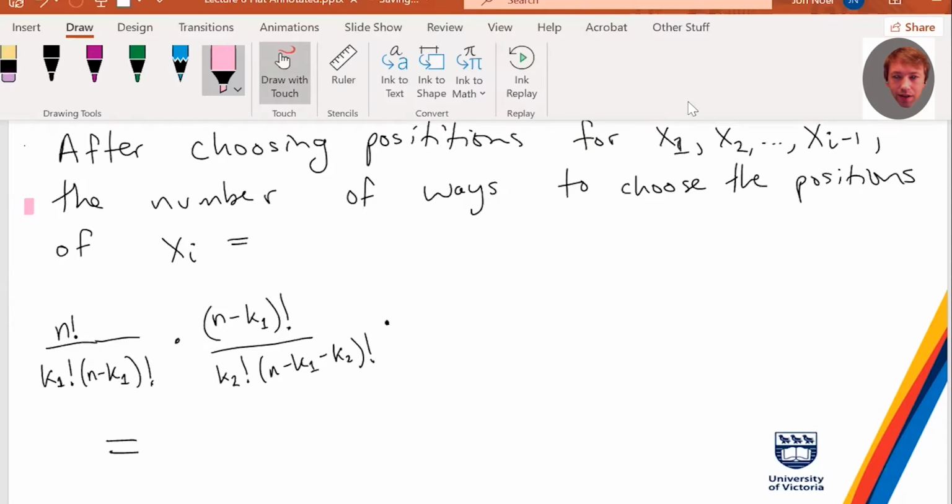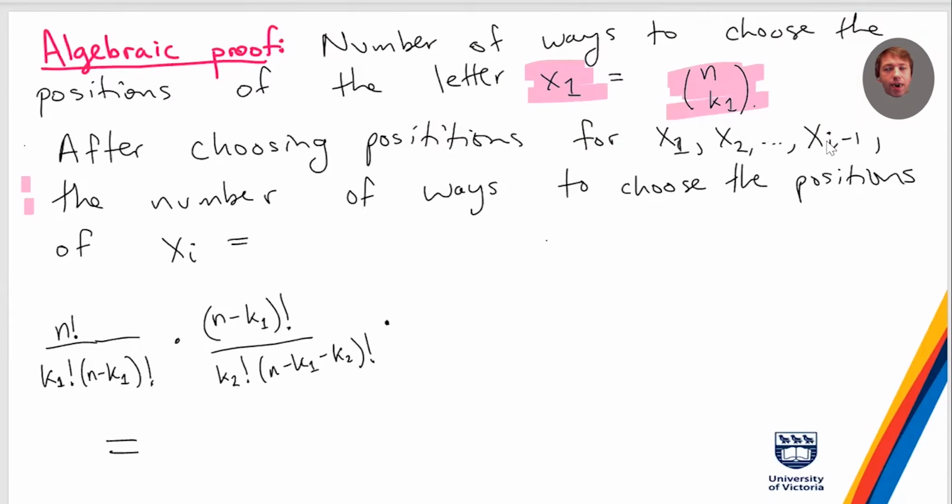And once I've already chosen the positions of x1, x2 up to xi minus 1 for some i, I've already taken them. For example, if the first letter is A, I choose the positions that are going to be A's, and now those are off the table, right? I can't choose them again to be another letter. So the number of ways to choose where the ith letter goes: you've got all the positions that are remaining, of which there are n minus k1 minus k2 minus ... up to ki minus 1, because we've already selected the character for this many positions. So I've got n minus that many left, and we're going to choose ki of them to be xi, right?